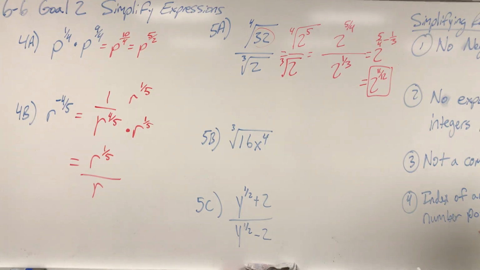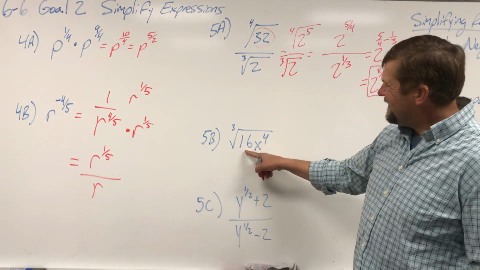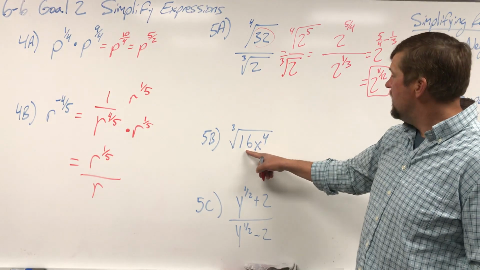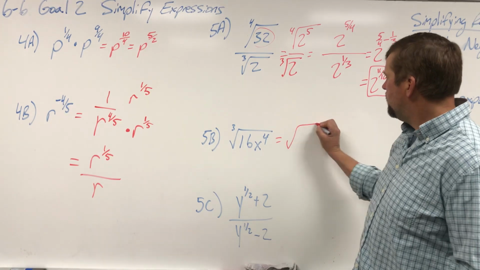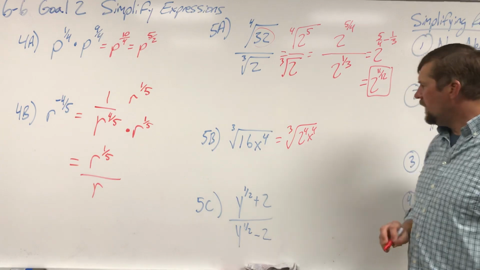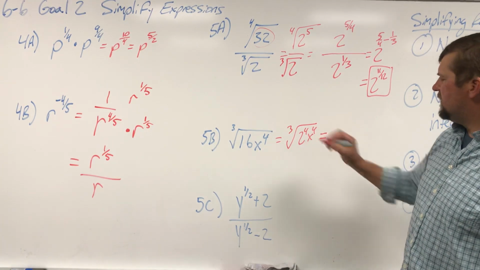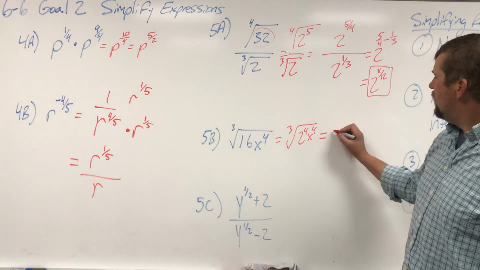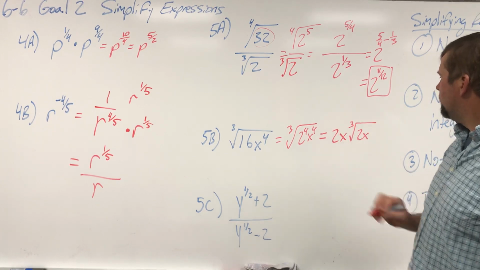Here again, 16 isn't the best base. 2 to the 4th would be the best base, so we're going to do that. So here you have the cube root of 2 to the 4th, x to the 4th. By simplifying radicals, which we've done in 6.5, we know that this is 2x times the cube root of 2x.